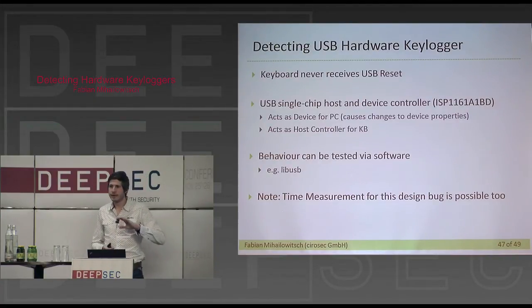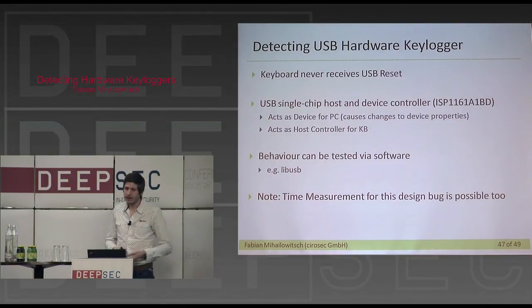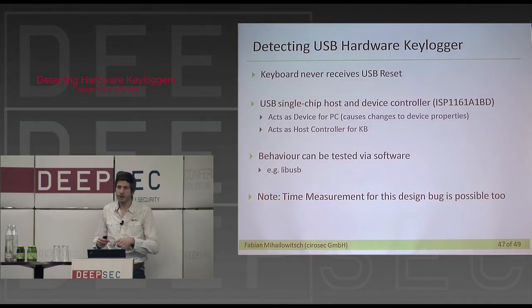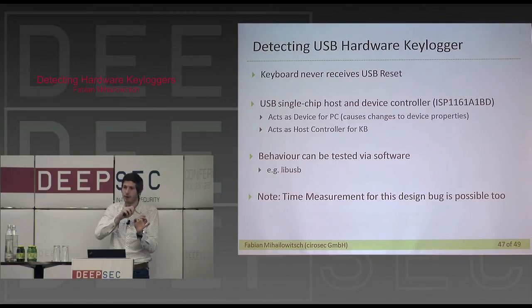And the stuff with the USB reset I just showed you, you can measure or detect in software. Just use libUSB, do an interrupt read, send a USB reset, do an interrupt read again, and you can detect it. Furthermore, you can use time measurement for that bug too, because since the single chip host and device controller is used, and it is a full speed device and doesn't pass the USB reset to the keyboard, you can reset it, and the amount of time it takes until you can access it again is less than it is for the keyboard. So doing a USB reset and enumerating the device again is faster once the keylogger is present.